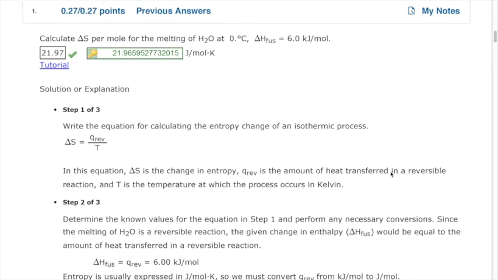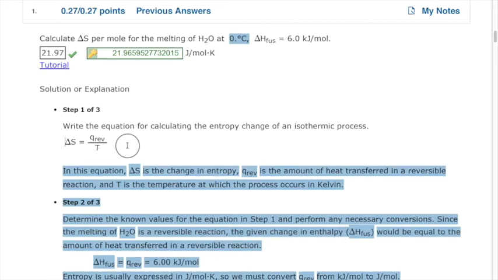Okay, so here on number 1, we're asked to calculate the change in entropy per mole for the melting of H2O, and we're given the delta H fusion, which we remember is the heat change per mole during the phase change between solid and liquid. So what we need to recognize for this question is an important equation for us.